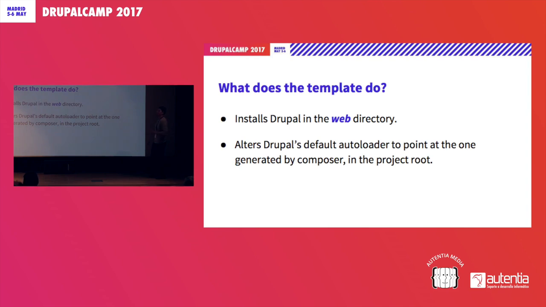Now, what is this template for, or what does it do? First, it will install Drupal in the web directory when we type composer install. Another thing it will do is alter the default autoloader file provided by Drupal in order to make it point to the one generated by Composer. The reason is that the default autoloader from Drupal will allow us to reference only Drupal code. By doing this, we are able to use other dependencies that maybe are not included by Drupal.